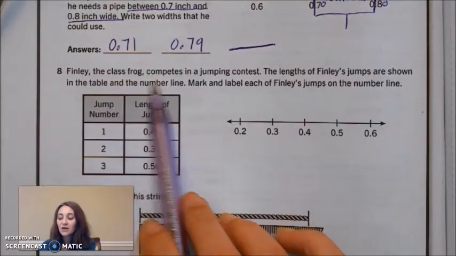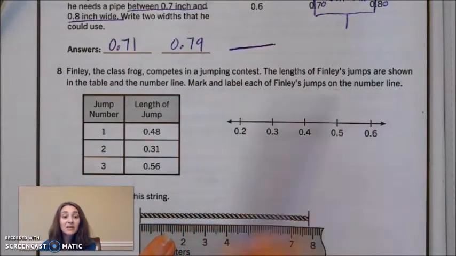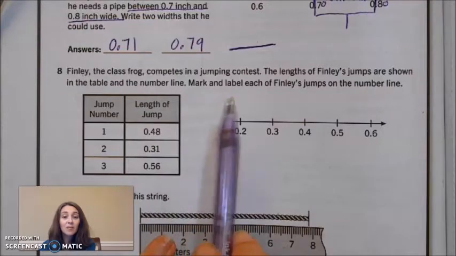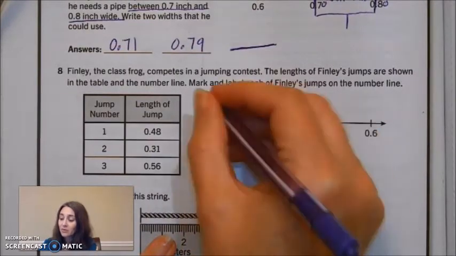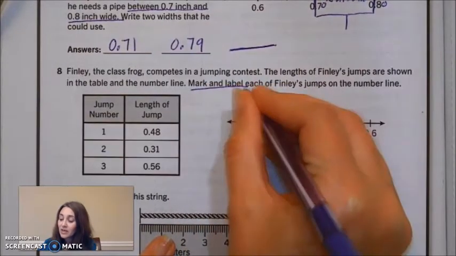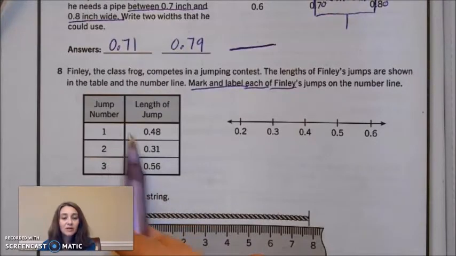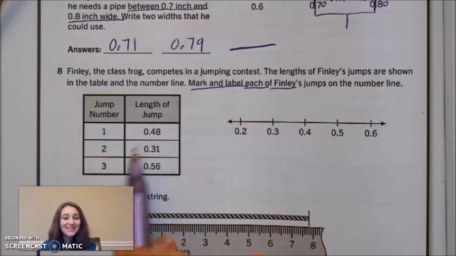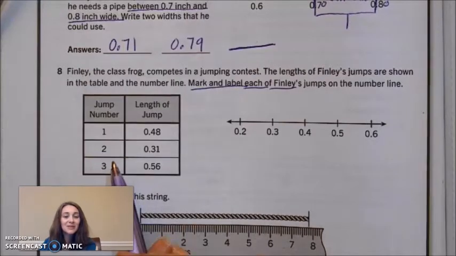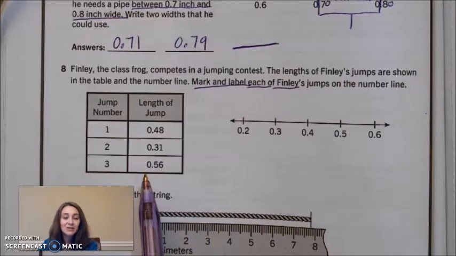Finley, the class frog, competes in a jumping contest. The lengths of Finley's jumps are shown in the table and the number line. Mark and label each of Finley's jumps on the number line. Okay, so I want to mark and label each of Finley's jumps. So what I've got here, I've got jump number 1, and this says 48 hundredths. Jump number 2 is 31 hundredths, and jump number 3 is 56 hundredths.